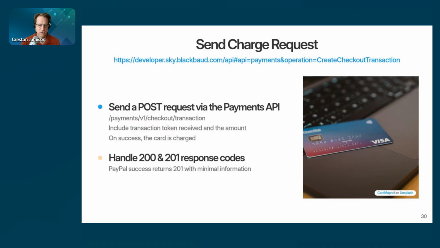So you send a post request to the payments API, payments v1/checkout/transaction. You include the transaction token received and the amount that needs to be charged. And on success, the card is charged. And I put this note in here, be sure to handle 200 and 201 response codes, because PayPal success returns a 201 with minimal information. And if we have time, which I think we will, I'll show you that information in the endpoint documentation.